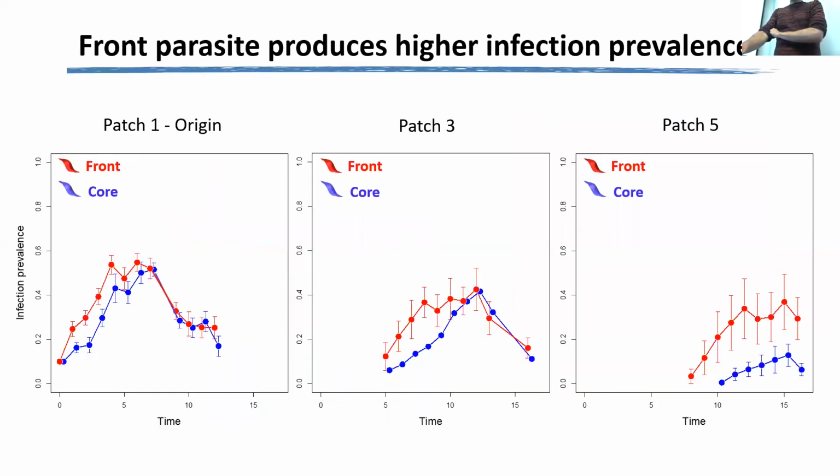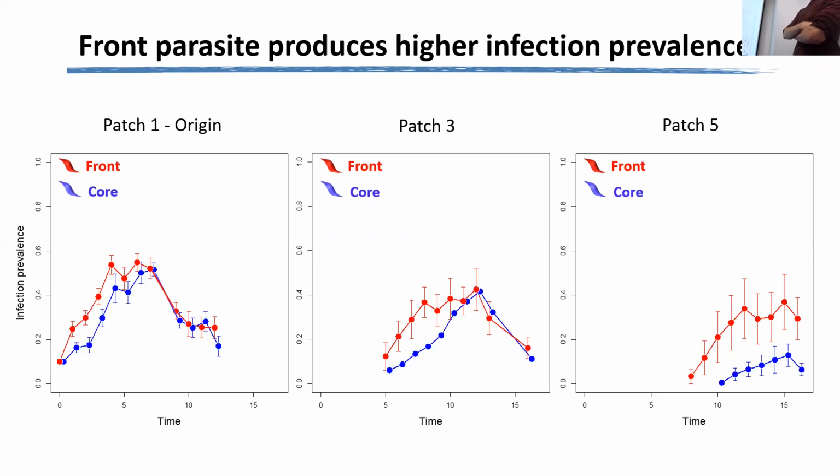Okay, this is how epidemics look. For some reason, there should be a lot of points behind, of course, but they're not appearing. So this is just the means of our measurement. What you can see is that overall, the front parasite already produces high infection prevalence over time.